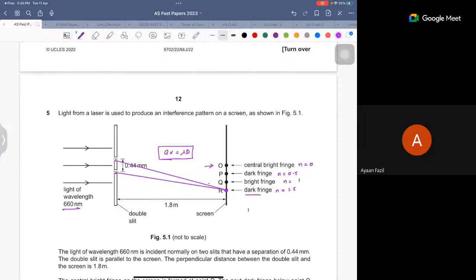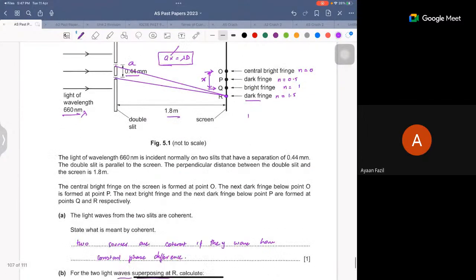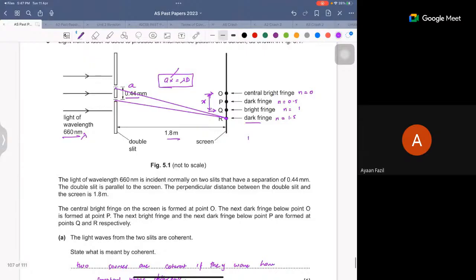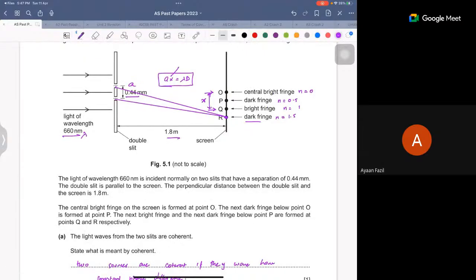Okay, so OQ is this much. This is distance x. Between one fringe and another, this is the fringe spacing x. So we want to find x. We have a, we have lambda, and we have D. So you just need to use this formula. Let me write the values here, otherwise I'll forget. Lambda is 660 times 10 raised to minus 9.